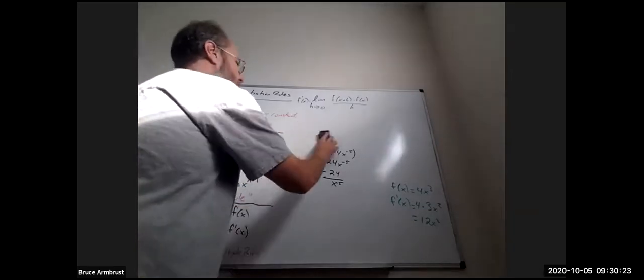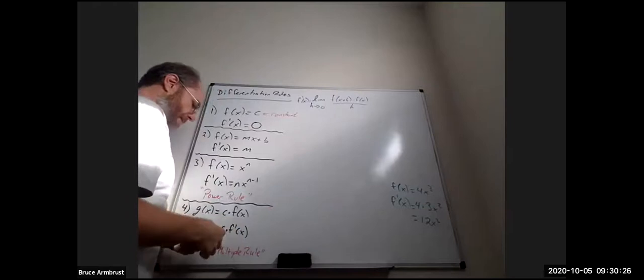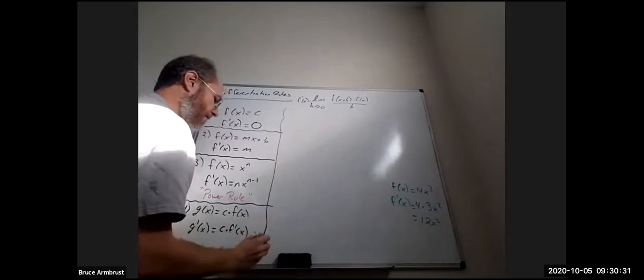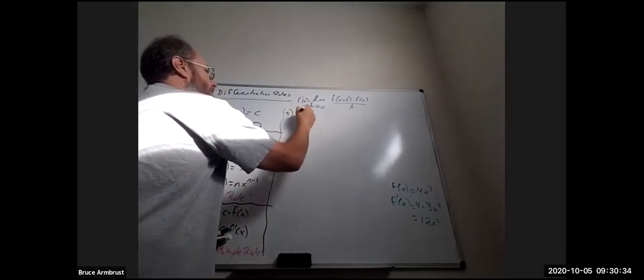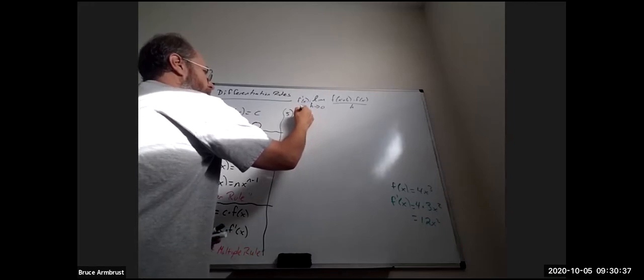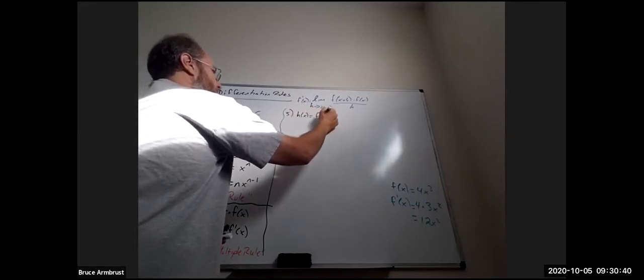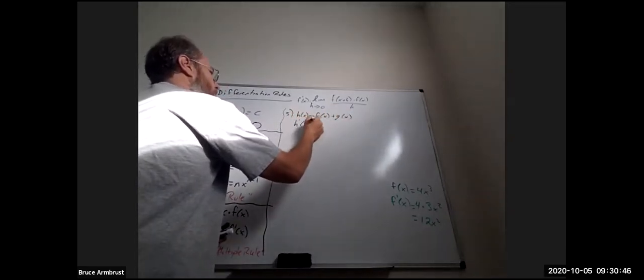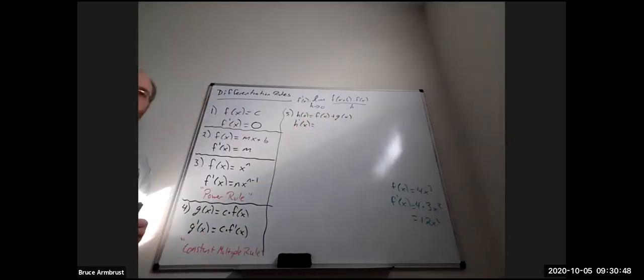The next rule is going to be this one. What if we've got two functions that we're adding? Let's say that h of x is equal to f of x plus g of x. Then the question is, what does the derivative of that look like? So if we have a sum of functions, right, x plus root x, sine x plus cosine x, whatever, we've got two functions that are being added. What happens when we differentiate?